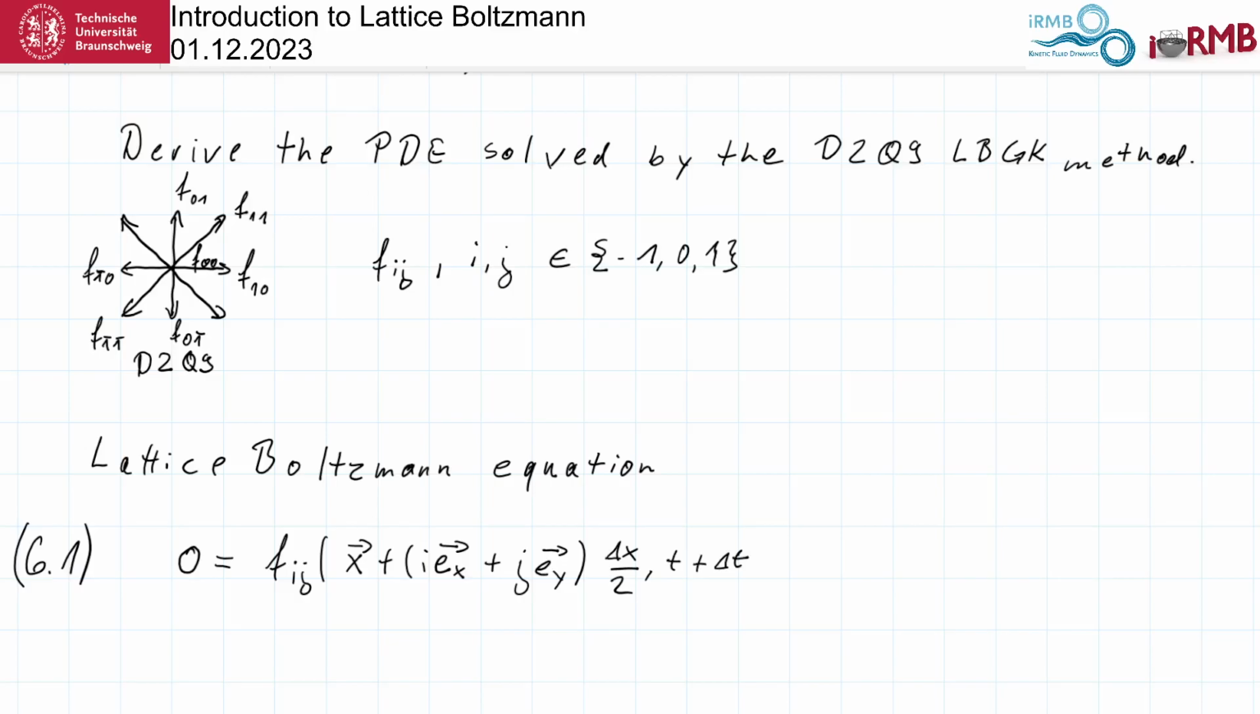So this is also t plus delta t half, right? And this is our pre-collision state, and from this we subtract the post-collision state. Remember, the streaming turns the post-collision state into the pre-collision state, right? So both of them are the same. This is why I'm subtracting them and get to 0, in order to get an equation, because we call this the lattice Boltzmann equation.